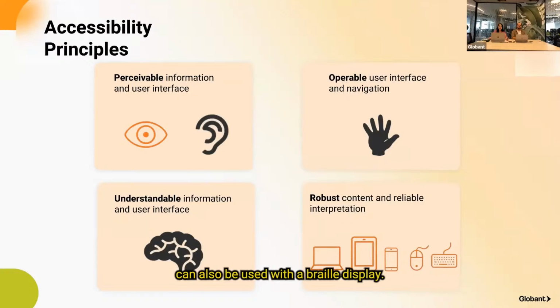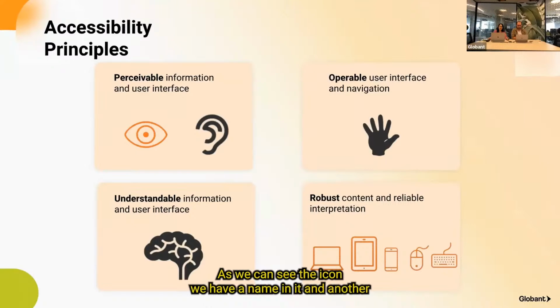Another example, as we can see in the icon, we have an eye and another icon that represents deaf people. So the other example is we need to provide transcripts and subtitles to videos and recordings so these people can access the information. So that was the first principle. Now, let's explain the second one, operable.